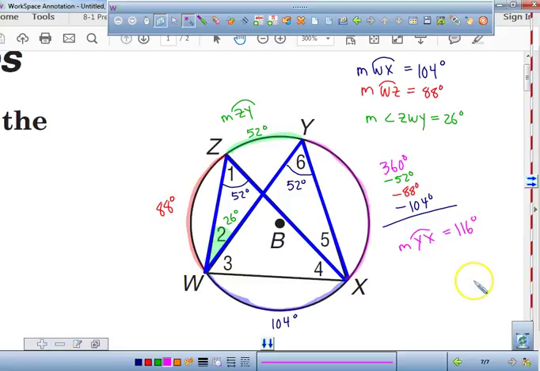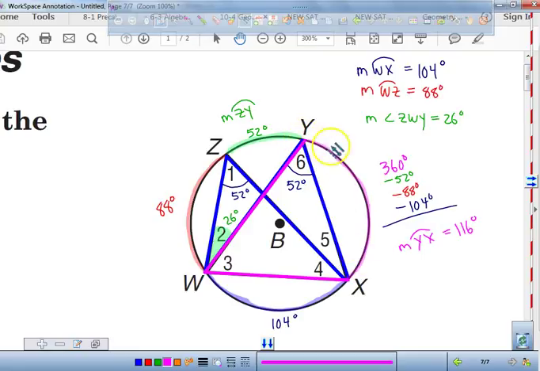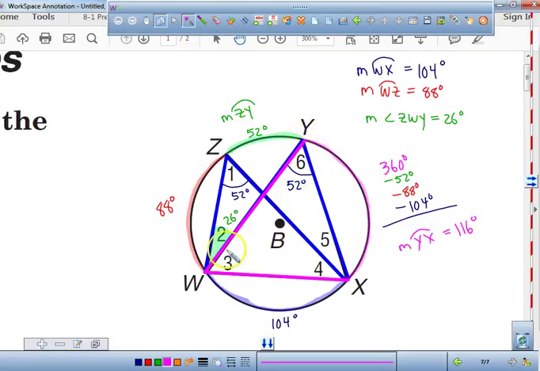Alright, so now, what I want you guys to do is see that Y to X, look at this. Angle 3 right there goes with what? The arc YX. So angle 3 has to be half of that. So what is half of 116? 158. That's right.